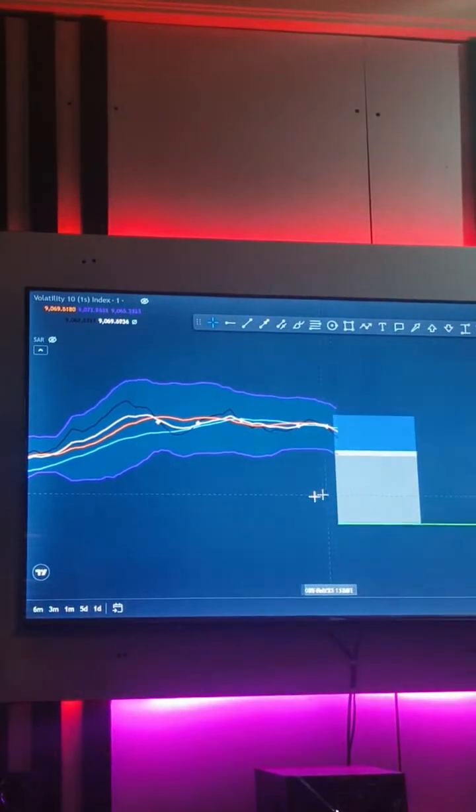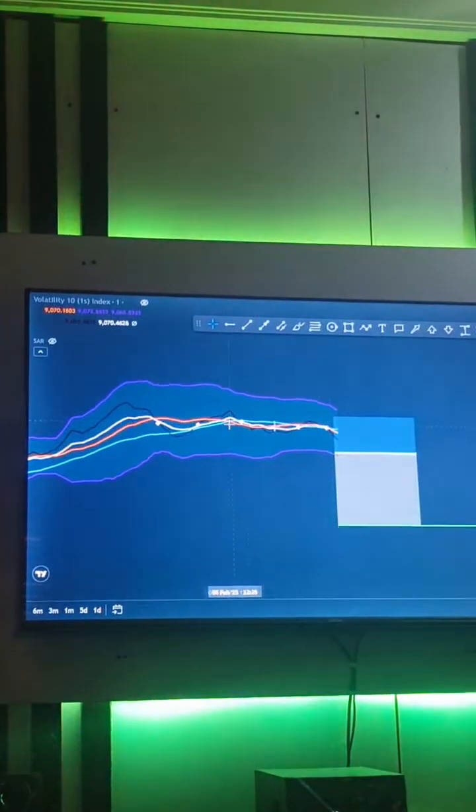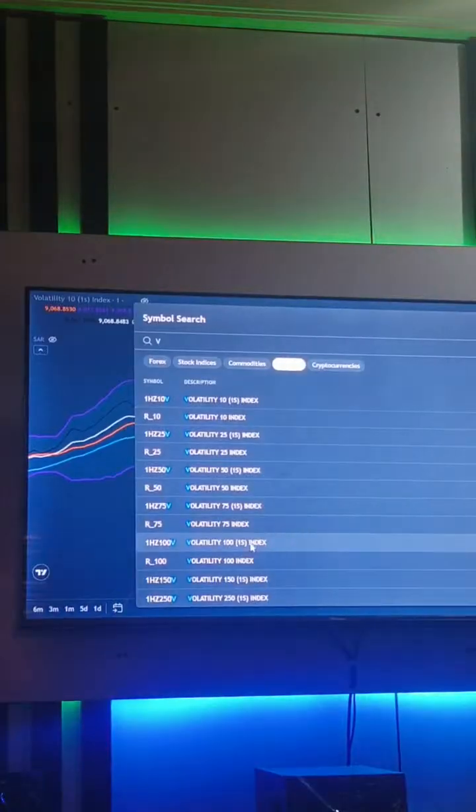Yeah, we are pushing down. Where is the white? The white one is there. Yes, the white one is there. We are moving below the blue line. Correct. Let's check the 75 1S.